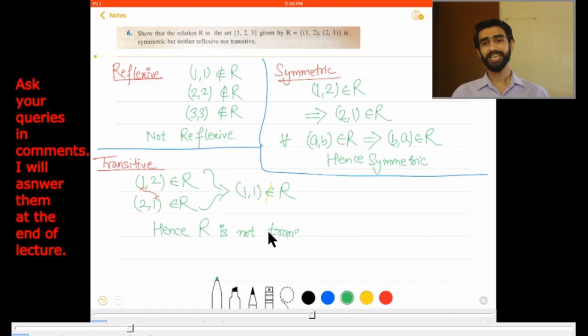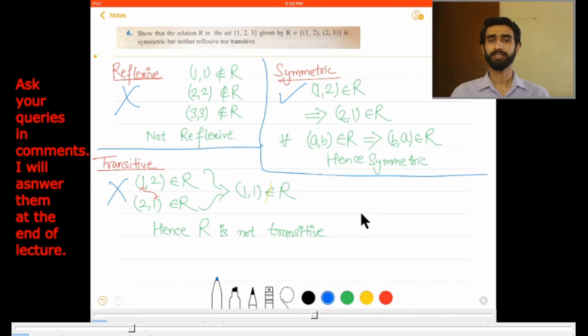Now let's go for question number 7. What does it say? Let me read. Show that the relation R in the set A of all the books in a library of a college, given by R = {(x, y) : x and y have the same number of pages}, is an equivalence relation.